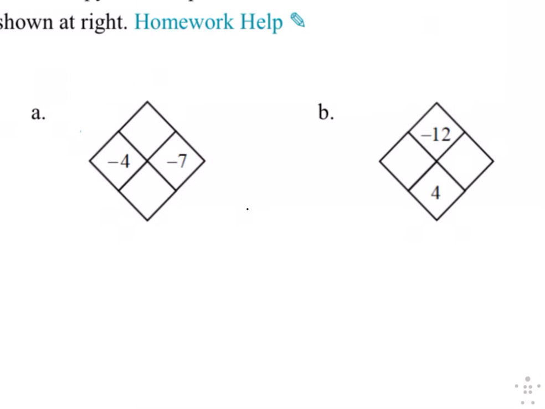So we multiply -4 and -7, we get positive 28. We add them and we get negative 11, right? So that one's straightforward. This one is saying what times what is negative 12, and added gives me 4.